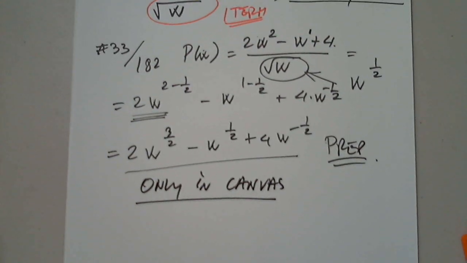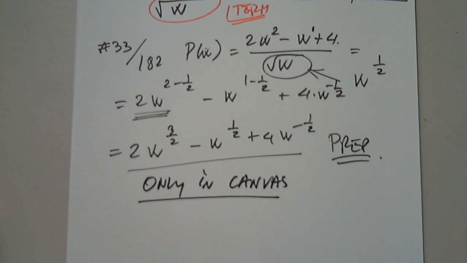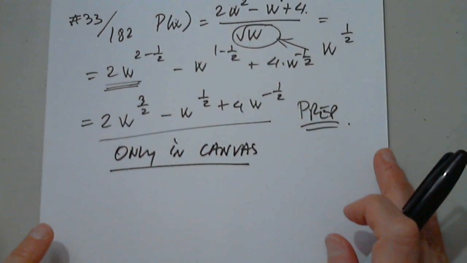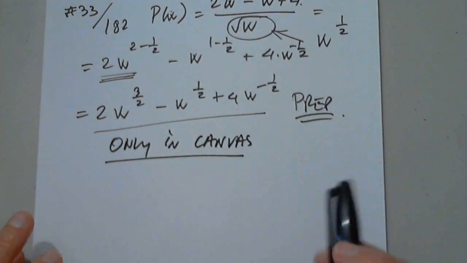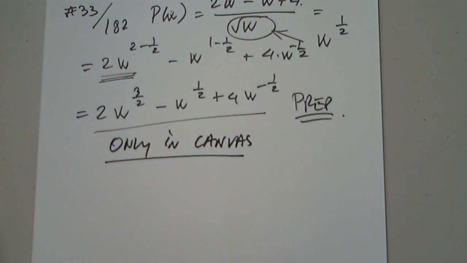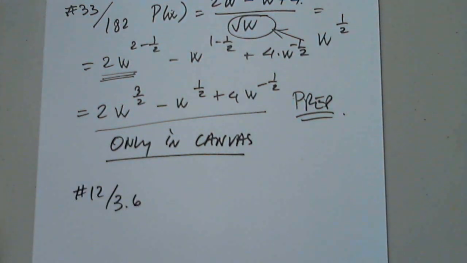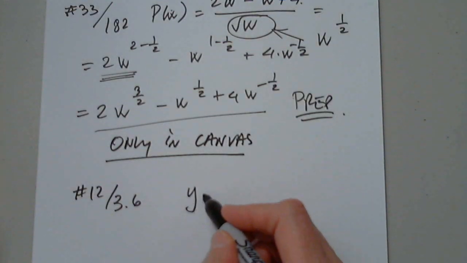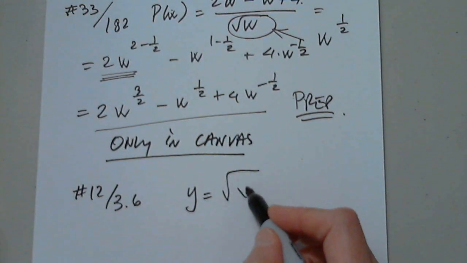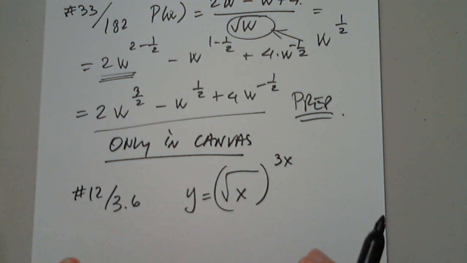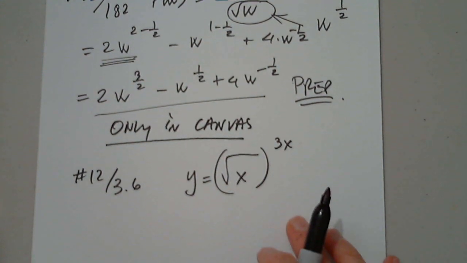Anything else? I know we've done a lot so far, but can we just look at something where it's like a power to a power? So I'm looking at number 12 from 3.6. It wants to use logarithmic differentiation to find the derivative. And the function is y equals the square root of x to the power of 3x. Is this a homework problem? Sorry, this is from WebAssign.